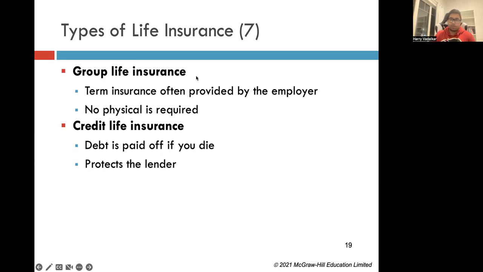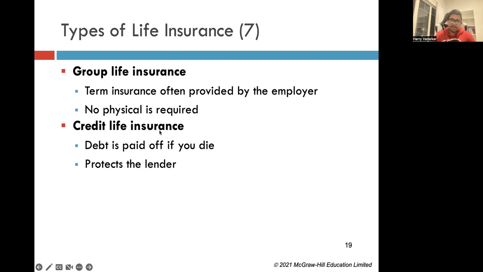Okay, there are group life insurance policies. Term insurance is often provided by the employer, so the employer will provide a certain type of insurance policy. It's important to note that most of the time they are not enough to cover your risk. They might be restricted to 3 times your annual income. That is what most group policies restrict you to. There is no physical required as long as you're with the employer who provides you coverage.